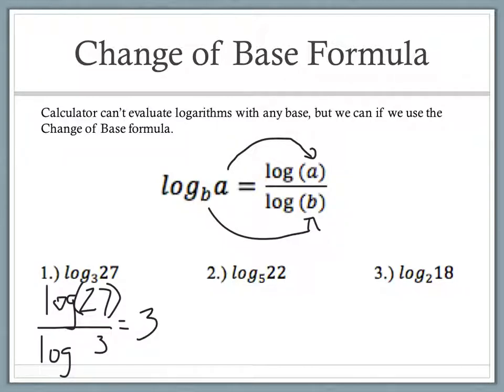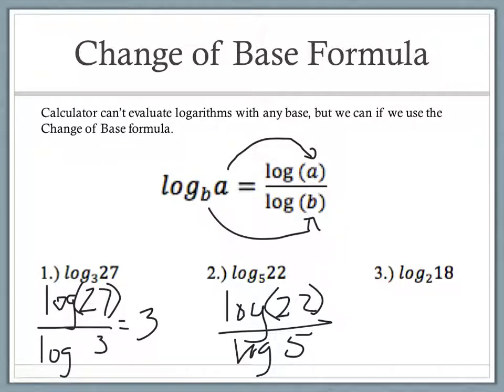Okay. Now let's look at the second example. Log base 5 of 22. We can write that as log of 22 divided by log of 5. In our calculator, we're just going to type log of 22, make sure you close the parenthesis, divided by log of 5. And on your calculator, you should end up getting 1.921, rounded to three decimal places. So those are your answers for the change of base.